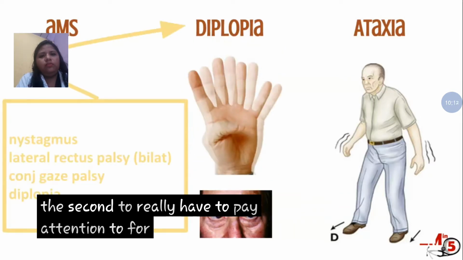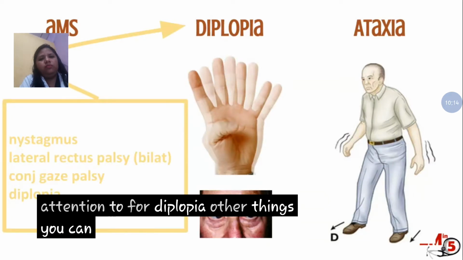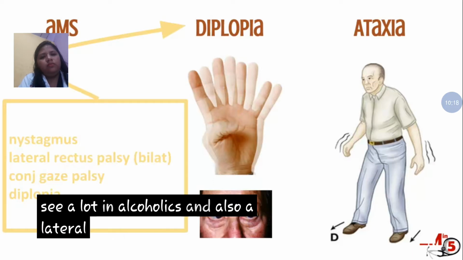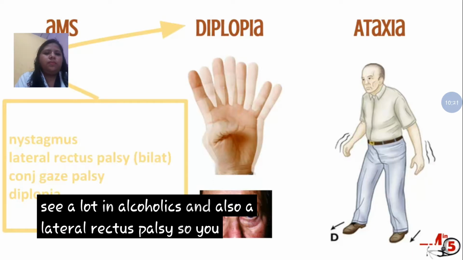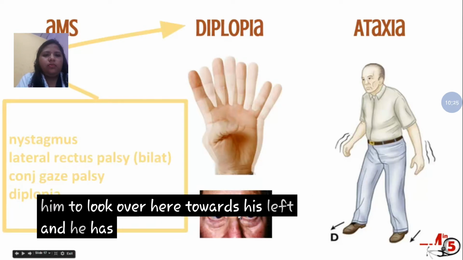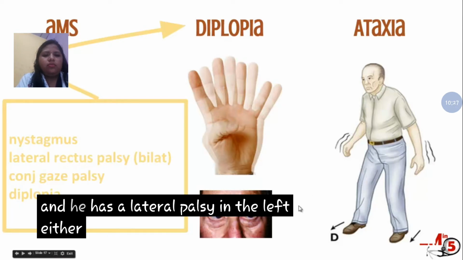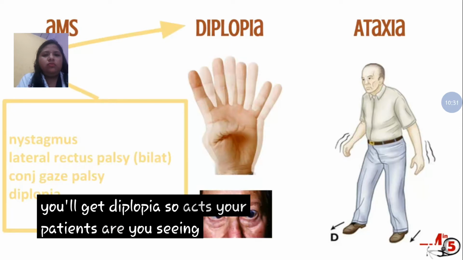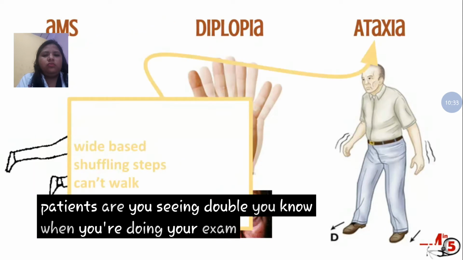For diplopia, other things you can see is nystagmus, which you do see a lot in alcoholics, and also a lateral rectus palsy. So you can see that down in this patient here. You're asking him to look over here towards his left, and he has lateral palsy in the left eye there. And then the result of this is you'll get diplopia. So ask your patients, are you seeing double, when you're doing your exam?